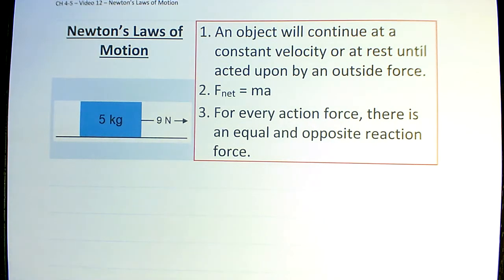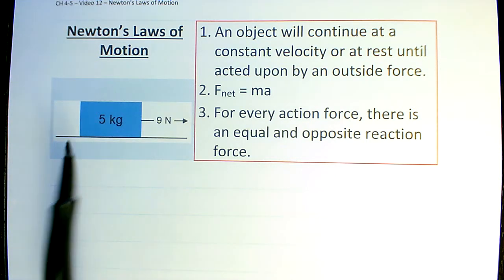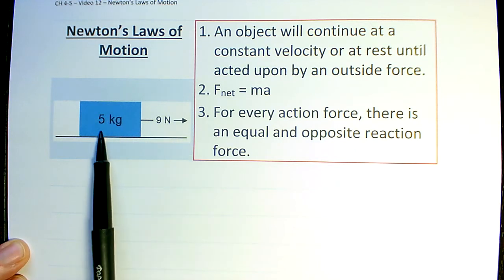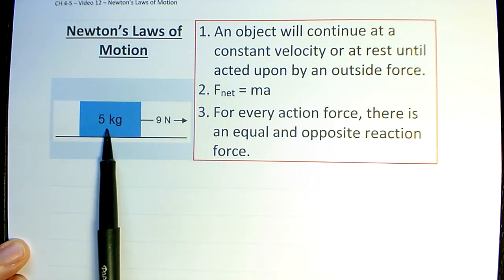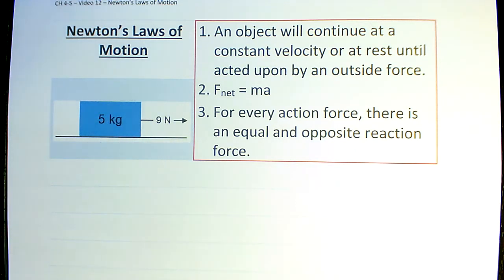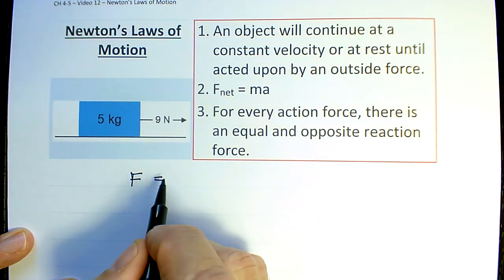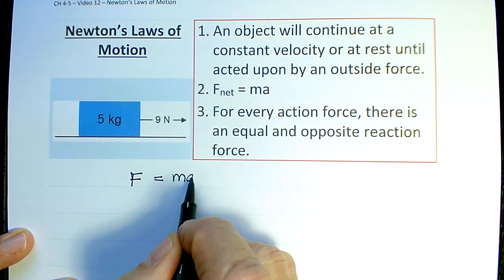Alright, so what I'm going to do in this video is just a very simple application of the second law. Net force means the total of all the forces acting on an object. In this case, there's only one force, a 9 newton force, acting on a 5 kilogram block. I want to do a unit analysis and a simple application of F equals ma. Since there is only one force, we don't have to bother with the net.